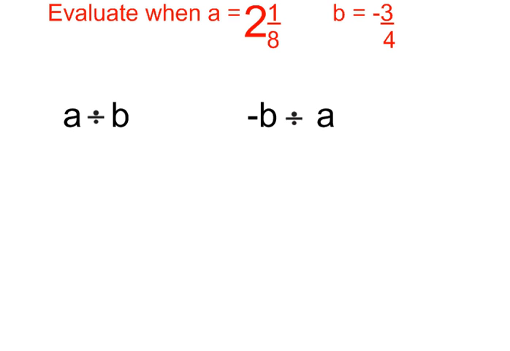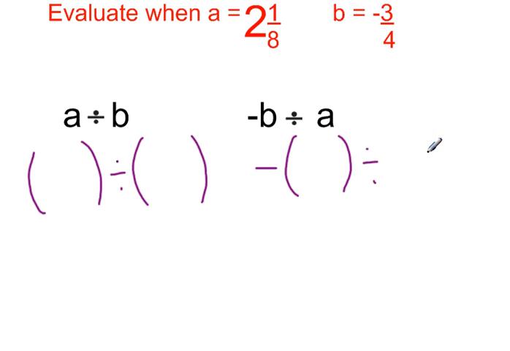And we've got an opportunity to evaluate once again. We know that evaluate means that we're going to substitute a number in for a variable. So instead of writing A divided by B, I'm going to write bubble divided by bubble. And over here, I'm going to write negative bubble divided by bubble.